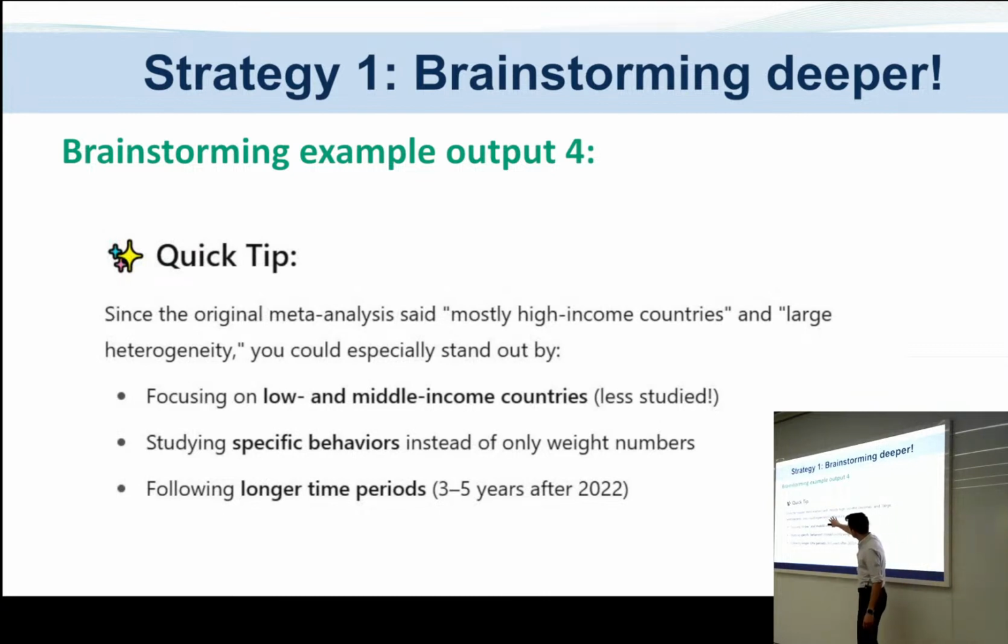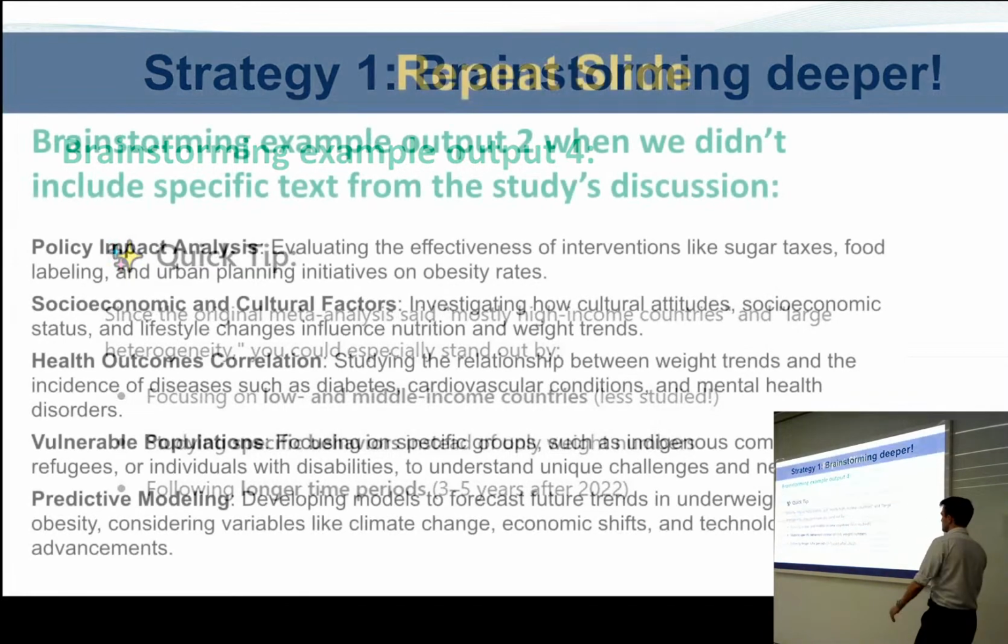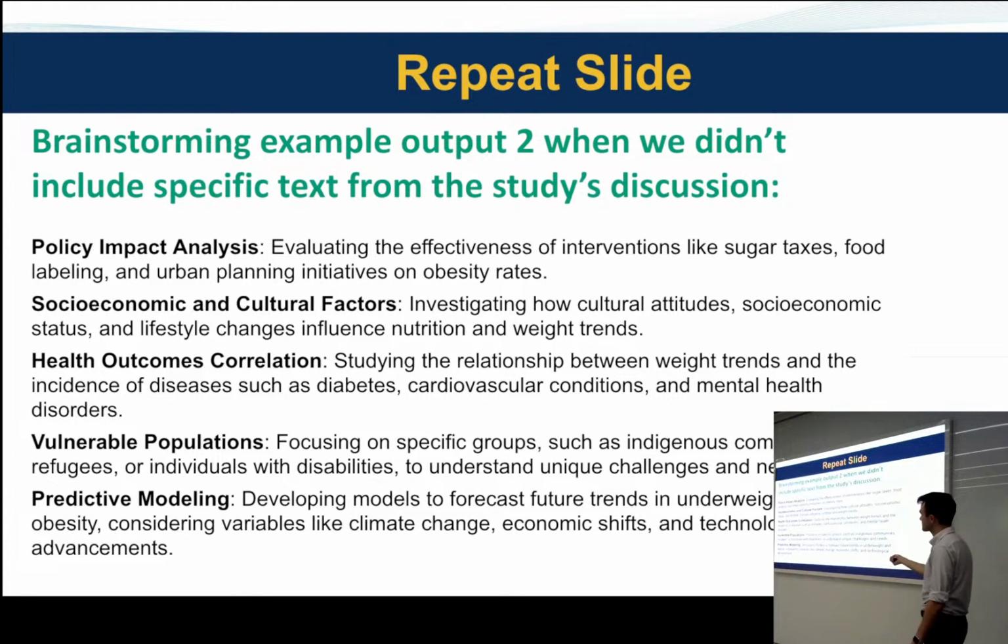Since the original meta-analysis was mostly high-income countries, and large heterogeneity, I've heard some people pronounce that differently, you could especially stand out by focusing on low and middle income countries, studying specific behaviors, or following long time periods. So it gave us specific things we could do, and then it said, well, if you want to think more generally, here's what you can do as well. So we instantly improve our productivity with prompt. This is the repeat slide. This is what they gave originally. This is what ChatGPT outputted originally. Massive difference. Massive difference.